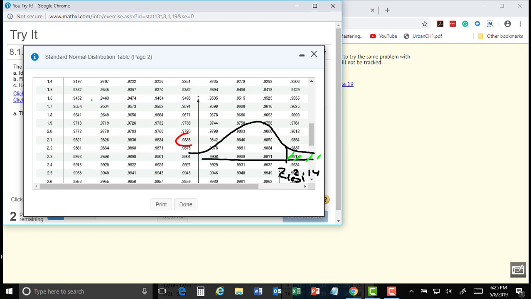0.9938. Right here. Okay? But that's the area from here to here. It's not what I want. I want this area. But I know the total area is 1, right? Let me see, right. So what is 1 minus that amount? It's pretty small because that's almost 900. So it's 0.0062, which is my p-value.